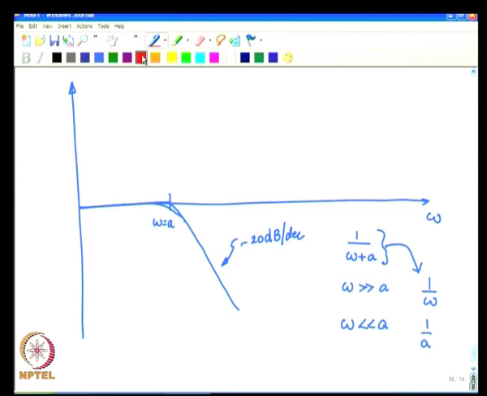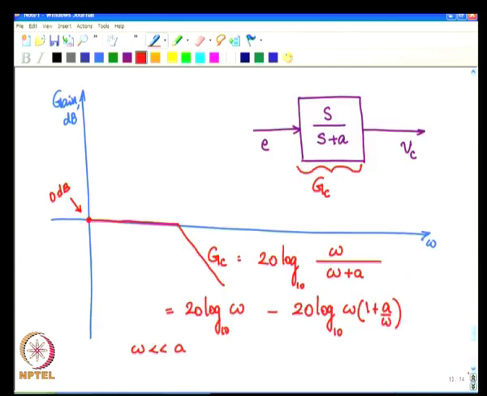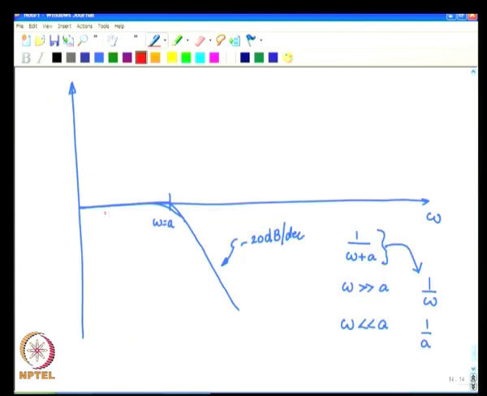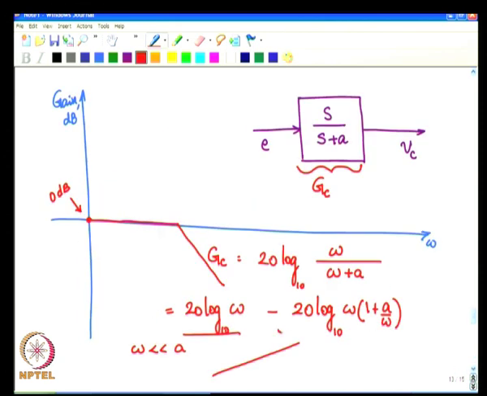Now, the derivative portion starts giving a value which is increasing at plus 20 dB per decade. So, that portion gives you an increasing curve at plus 20 dB per decade, and this lag portion gives a minus 20 dB per decade at high omegas.